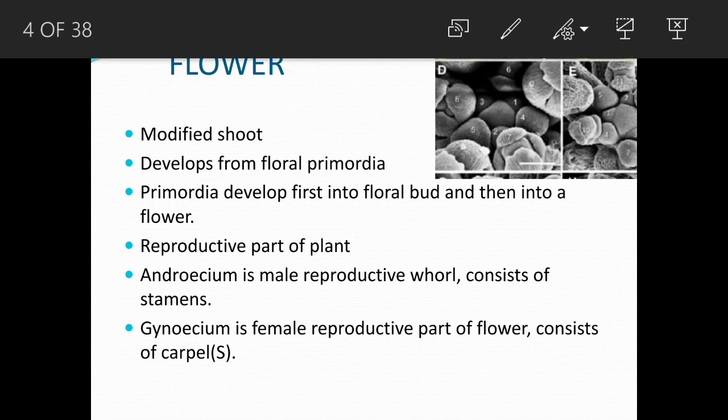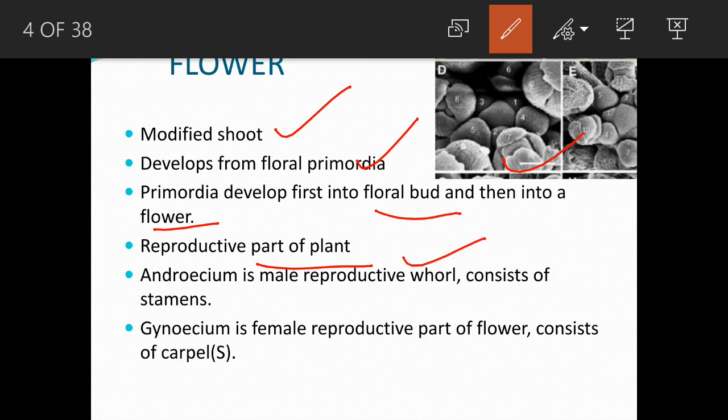Now we will study what is a flower. Flower is a modified shoot. It develops from the floral primordia. Primordia means outgrowth. So primordia first develops into the floral bud and then it grows into the flower. These are the primordia. So flower is the reproductive part of the plant. It consists of androecium as well as gynoecium.